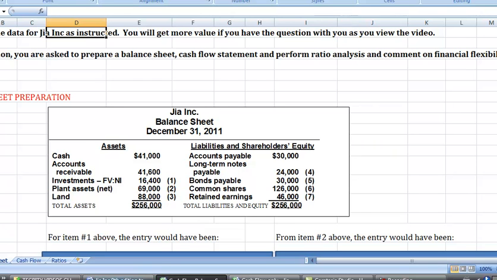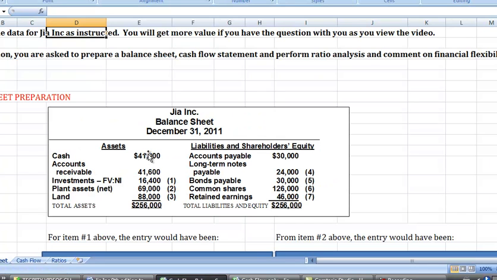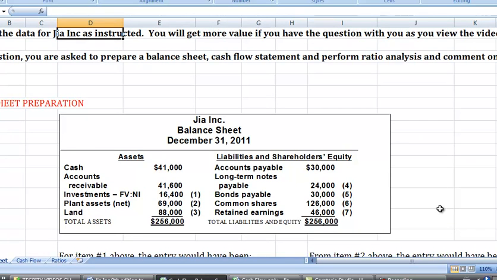So now we were told in the question, if you'll recall, that the ending balance for cash was $41,000 and accounts receivable was $41,600 and accounts payable was going to be $30,000. So that's why when we're doing the balance sheet, we've got those numbers in there as we see them here. So there really wasn't any calculation for us to do there.